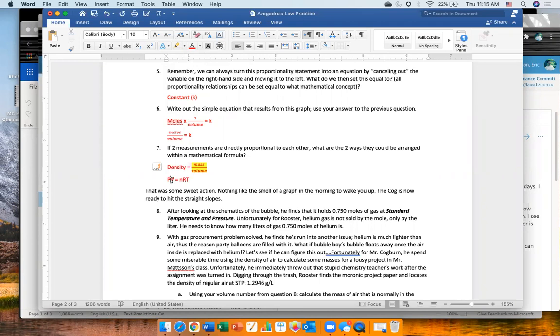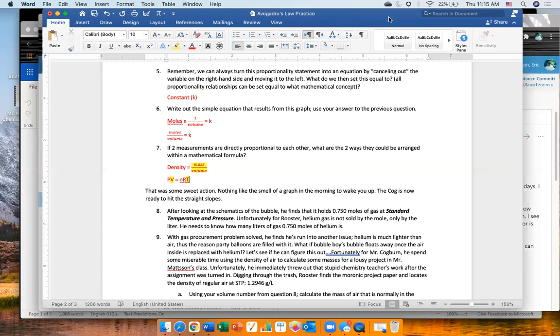So another way that you can tell two things are directly proportional to each other is if they are opposite each other in the equal sign. So here's another equation. This V and T are directly proportional to each other as well. Because they're on opposite sides of the equal sign, they're directly proportional to each other. So that's another way that you can tell simply by looking at a math equation what the relationship is between two or more different measurements.